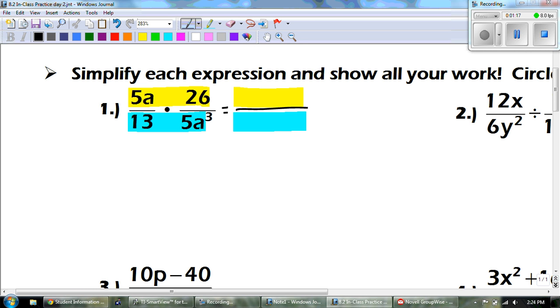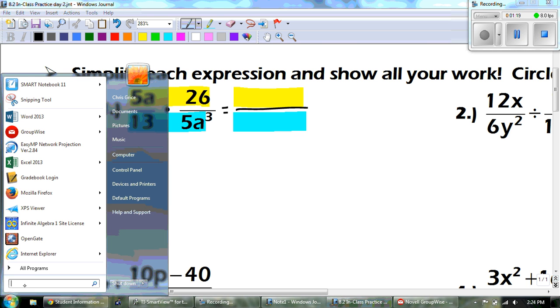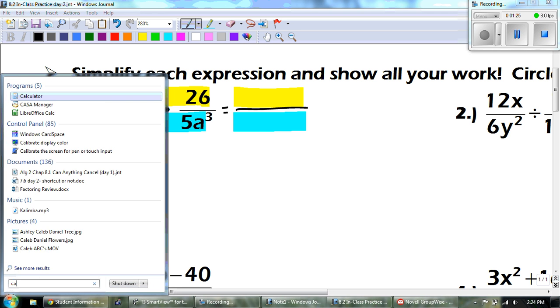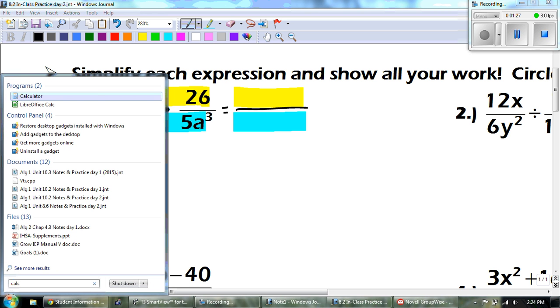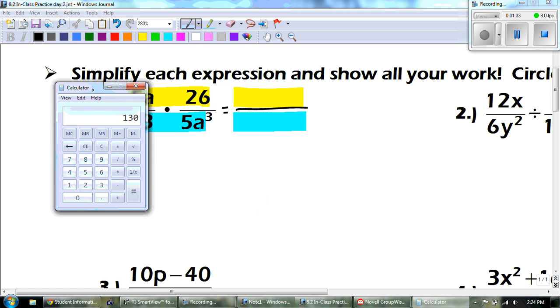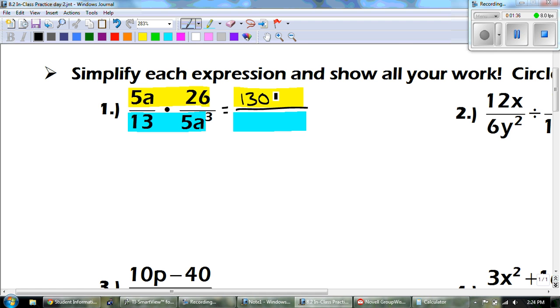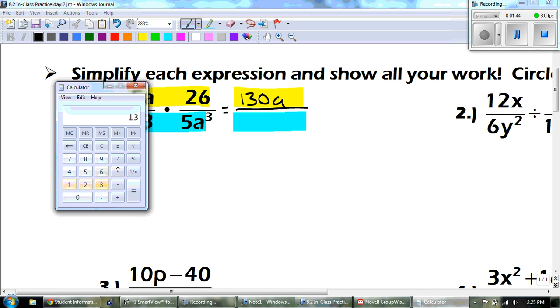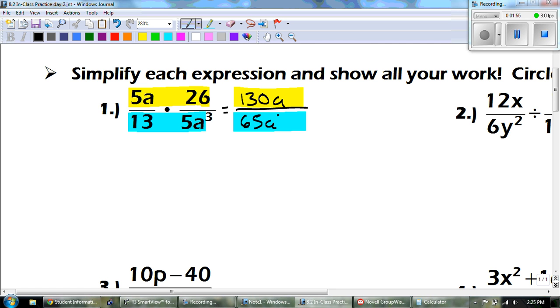Okay, so the first thing that we have to do is 5 times 26. So I'm going to get my little calculator out right now. I got to search for it. So there's my calculator. I got to do 5 times 26, and we get 130 on the top. I have 130a. And then on the bottom, we have 13 times 5. Well, what's 13 times 5? 13 times 5 equals 65. There we go. And we have 65a cubed.